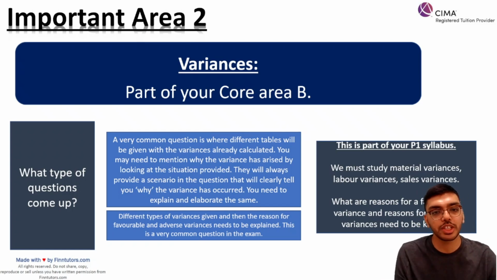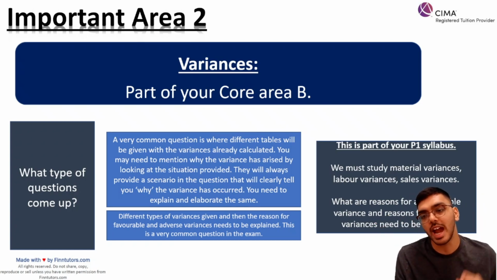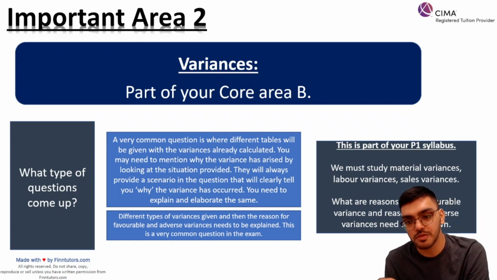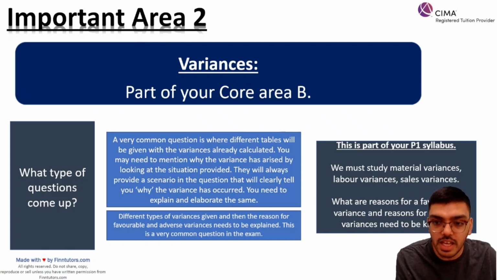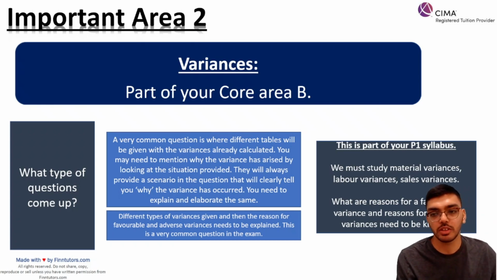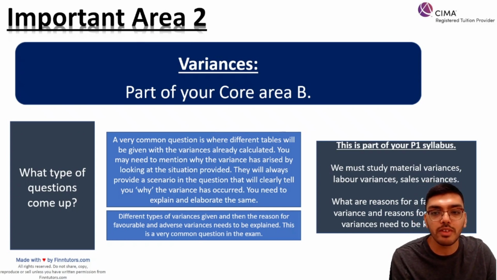So a very common question in the exam is where different tables will be given with the variances already calculated. Sales price variance this much adverse, material usage variance this much favorable. They'll tell you that. You may need to mention why the variance has arisen. They will always provide a scenario in the question, clearly telling you why the variance has occurred. You just have to pick it up. Also, they can give you different types of variances, and then the reason for favorable or adverse variances needs to be explained. Very common question in the exam, like I told you.